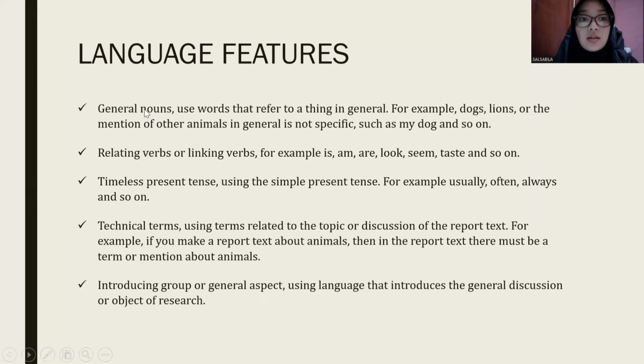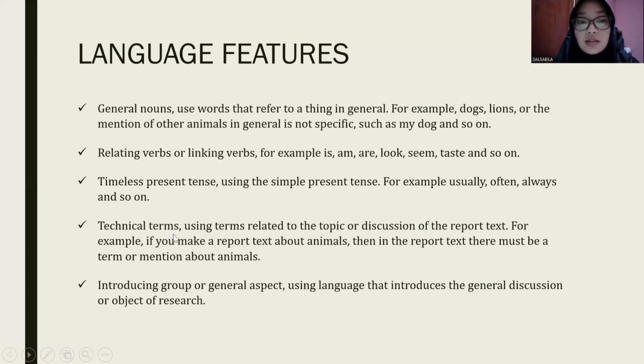Language features. First, general nouns use words that refer to a thing in general. For example, dogs, lions, or the mention of other animals in general, not specific, such as my dog and so on. Second, relating verbs or linking verbs, for example, is, are, look, seem, taste, and so on. Third, timeless present tense, using the simple present tense. For example, usually, often, always, and so on.